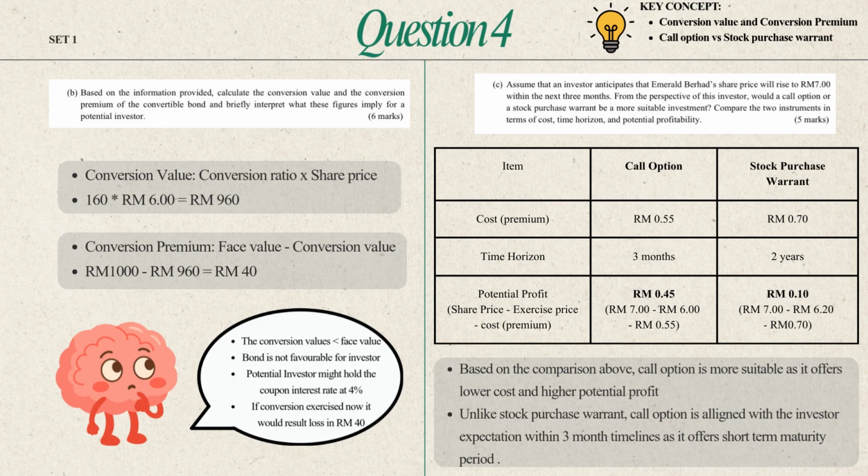And third, unlike the stock purchase warrant, a call option aligns with the investor's expectation within a 3-month timeline, as it offers a short-term maturity period. Meanwhile, warrants or stock purchase warrants are better for long-term investors because they do not expire as quickly as a call option and can still appreciate over time.